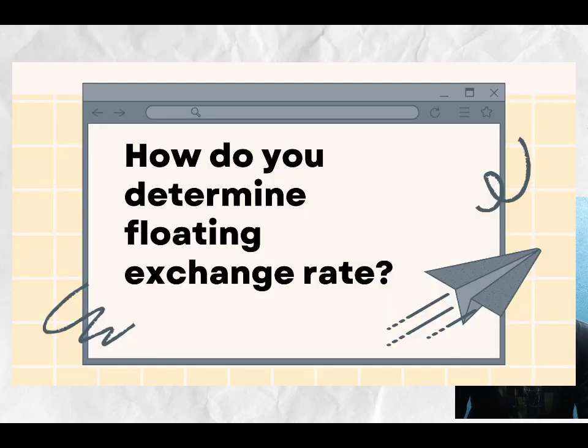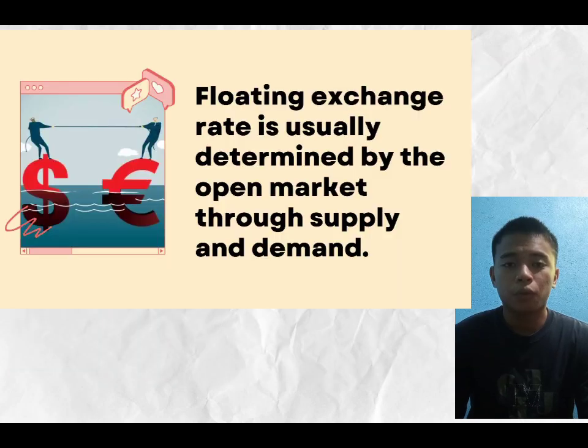How do you determine floating exchange rate? Floating exchange rate is usually determined by the open market, or supply and demand. It only means that if the demand for the currency is high, the value will increase, and if the demand is low, the value will decrease or lower.